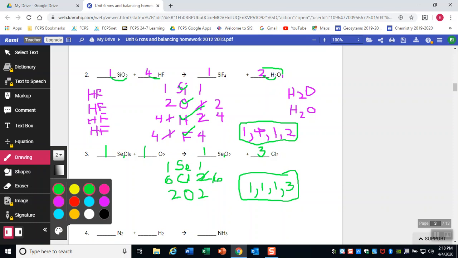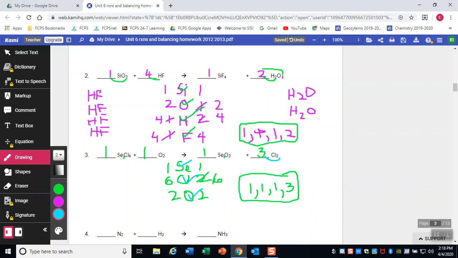All right, let me check and make sure I did not make a careless mistake. 1 selenium, check. 6 chlorines, and 3 times 2 is 6, so that's 6 chlorines. And then 1 times 2, that's 2 oxygens and 2 oxygens. So that is definitely correct.